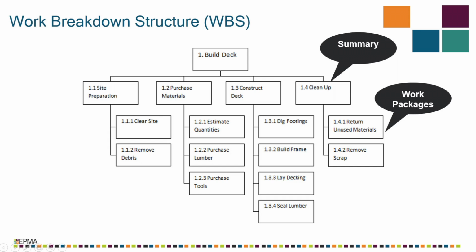Next, we need to know what is the work breakdown structure. This tree structure here is called the work breakdown structure or WBS. A WBS is a decomposition of the project into smaller manageable work components. The components at the lowest level of this tree structure are called work packages, for which we can estimate a more accurate and realistic duration and cost. For example, in this WBS, clear site, remove debris, estimate quantities, and so forth are work packages.